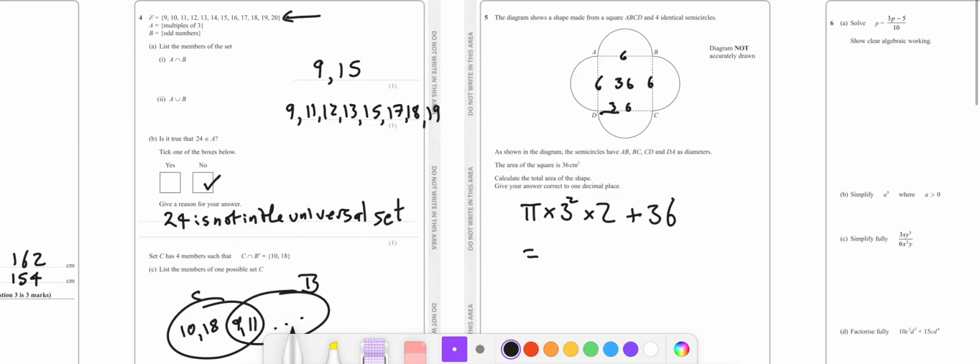Correct to one decimal place, so I'm going to use the pi symbol on my calculator. Pi times 3 squared times 2 plus 36 is going to be 92.54866, which to one decimal place is 92.5 centimetres squared.